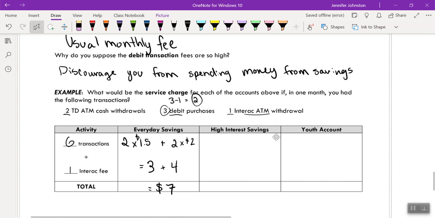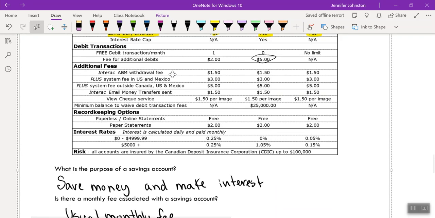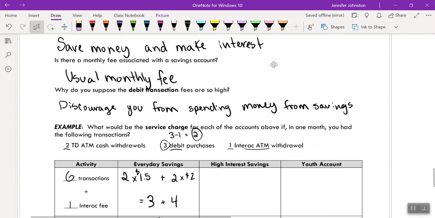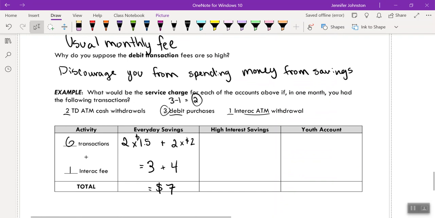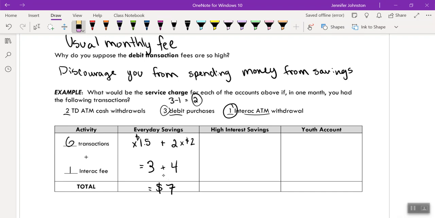And then our high interest savings account, again, we're going to have to pay $1.50 for those transactions and then $5 for every fee after that. So 3 debit purchases, we're going to have to pay $5 there. Wait, actually, let's go back. There's only one fee here. The 2 of them for the TD you get for free. Sorry, that should only be one. There's one Interac fee there. So this is not $7. This is just $1.50. So this is $5.50.